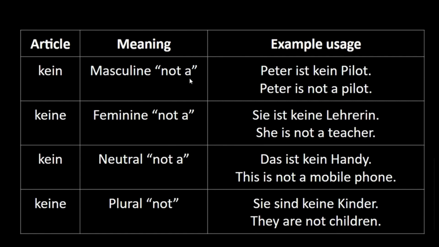Okay, let's repeat. Kein is masculine, not a. Peter ist kein Pilot. Keine is feminine, not a. Sie ist keine Lehrerin. Kein is neutral, not a. Das ist kein Handy. Keine is plural, not. Sie sind keine Kinder. So again, how do we remember the negation articles easily? Kein, keine, kein, keine.